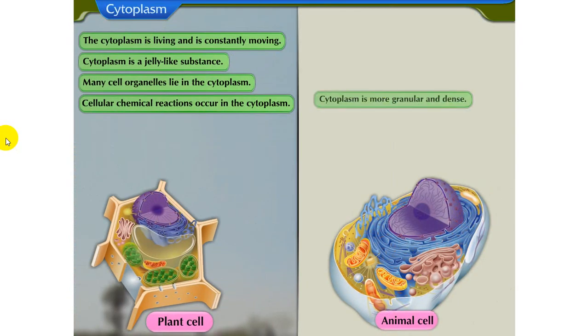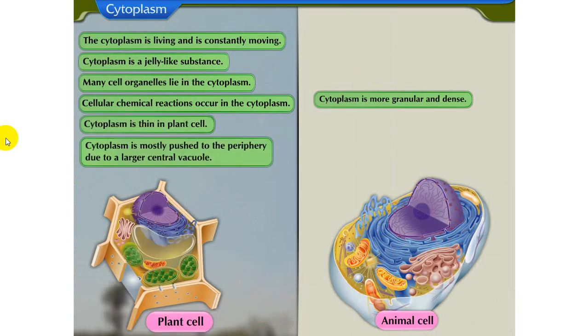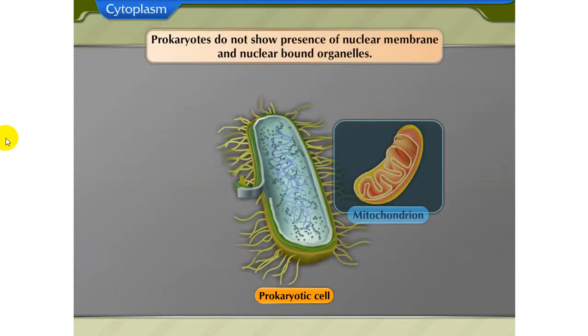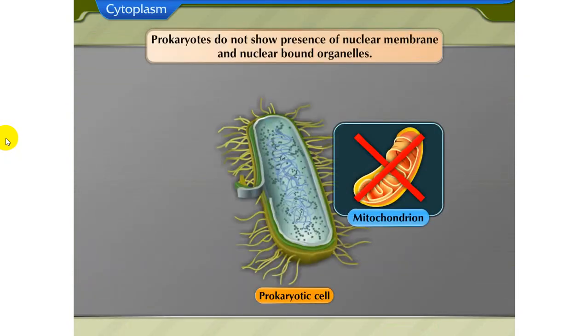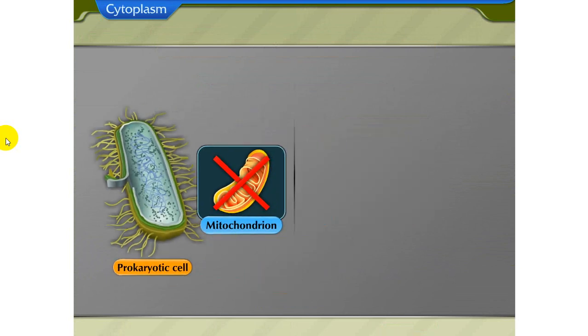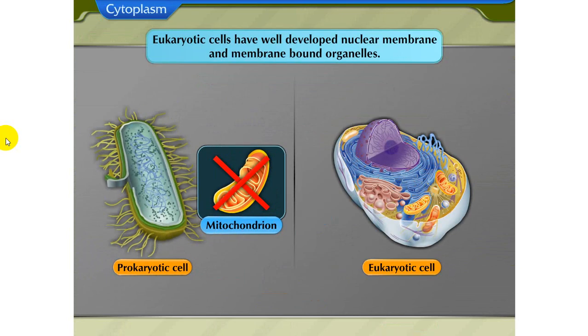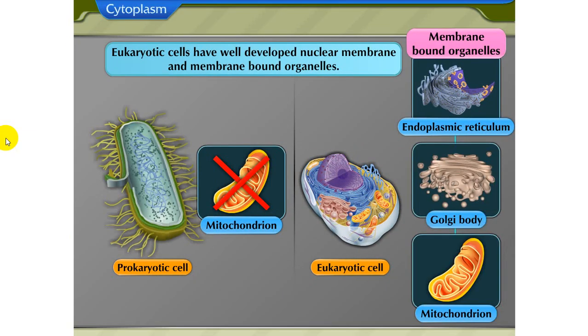In animal cells, cytoplasm is more granular and dense, while in plant cells it is thin. It is mostly pushed to the periphery due to a larger central vacuole. As prokaryotes do not show the presence of any nuclear membrane, membrane-bound cell organelles are also absent. On the other hand, the eukaryotic cells have well-developed nuclear membrane as well as membrane-enclosed organelles.